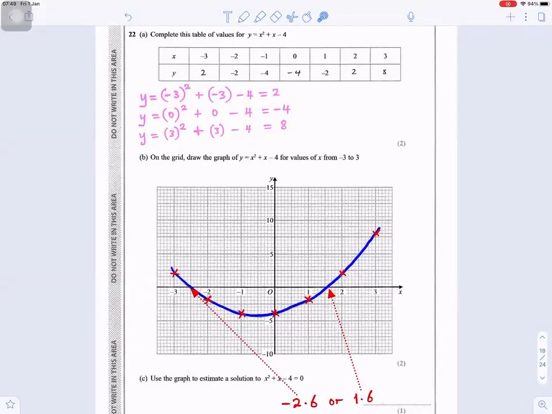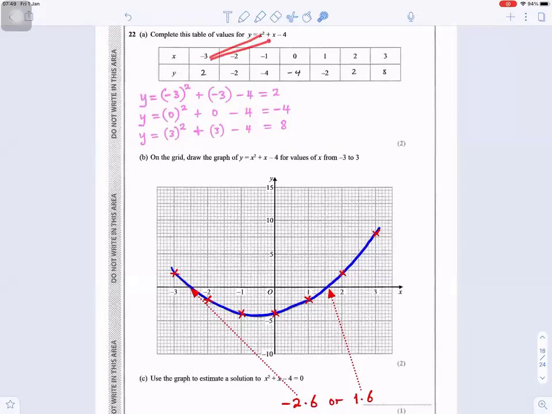Complete this table of values for y equals x squared plus x minus 4. When you do this without a calculator, be very careful when you put in negative numbers, because that's where students tend to make a lot of mistakes. Or you can use the table function in a calculator and just copy the answer from there to complete the table. But to do it without a calculator, you substitute minus 3 first.